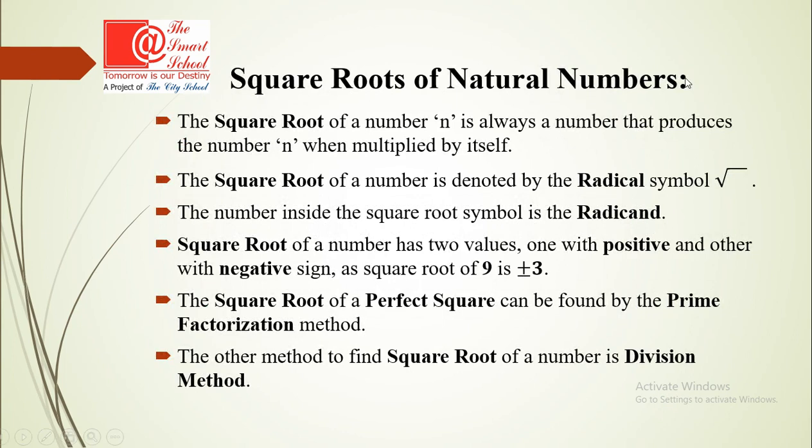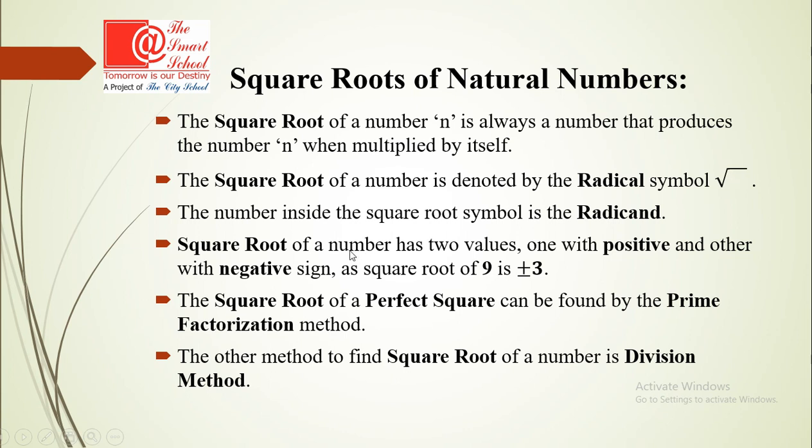Now, square roots of natural numbers. The square root of a number n is a number that produces the number n when multiplied by itself. The square root is denoted by the radical symbol, which is this. The number inside the square root symbol is the radicand. Whichever number is written inside this symbol is called the radicand.